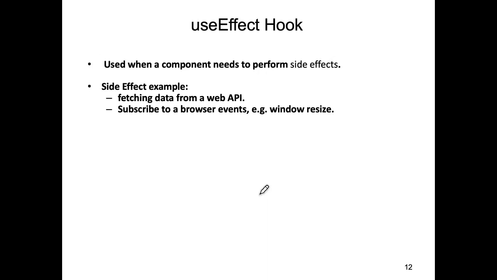And in that sense, the most common side effect that a component might want to have is that it may want to communicate with an external web API. In other words, make an HTTP request to a web API, be it to request data or to send data to the web API. But either way, this idea of communicating with a web API would constitute a side effect. And so if we want a component to do that, we have got to use the useEffect hook to program that part of the component.